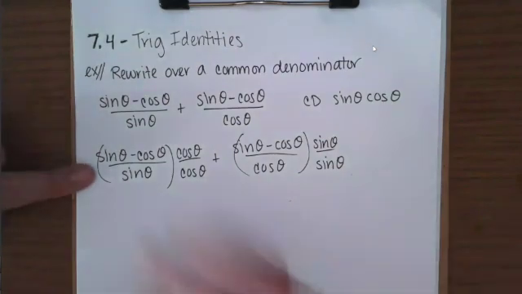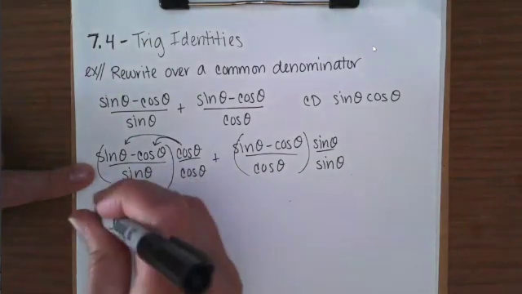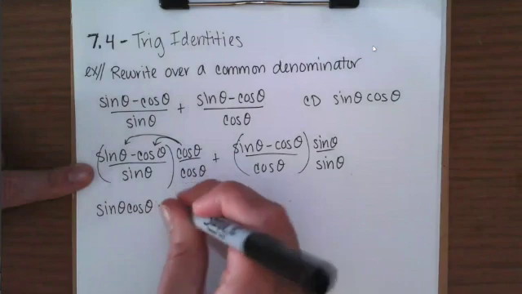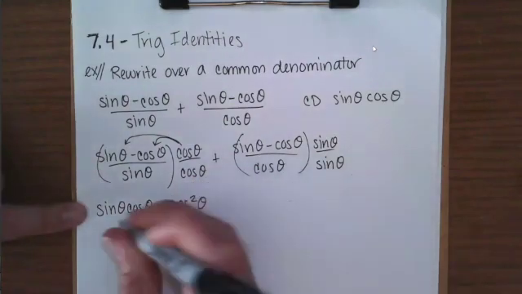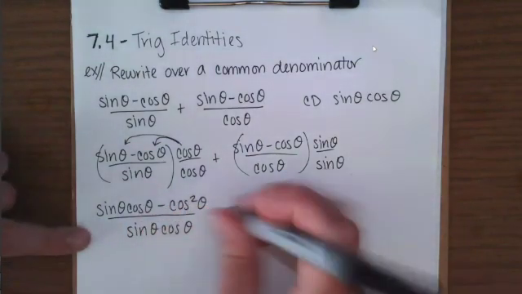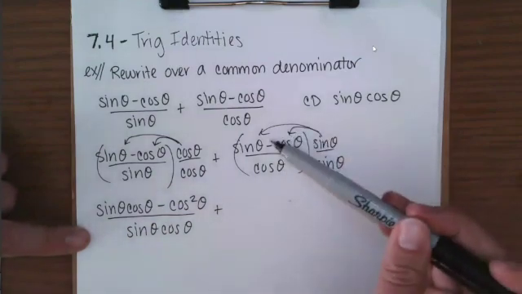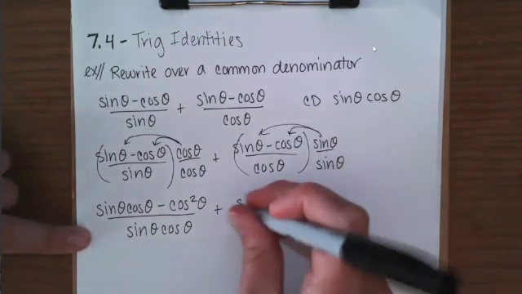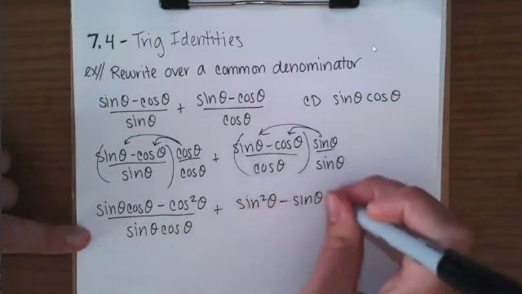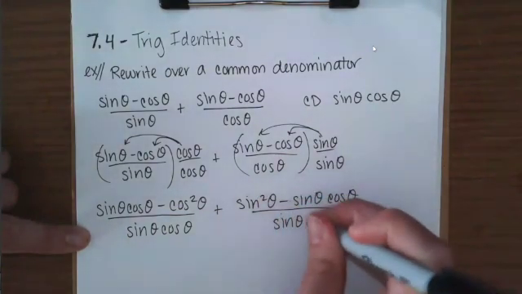Okay, next up, we'll multiply this out. So I want to distribute the cosine to both of these terms. So I have sine of theta times cosine of theta minus cosine squared of theta, all over sine of theta times cosine of theta. Here again, we're distributing this to both of these terms. Remember, the terms are the things separated by plus or minus. So I have sine times sine, so that's sine squared of theta minus sine of theta times cosine of theta, all over sine of theta times cosine of theta.